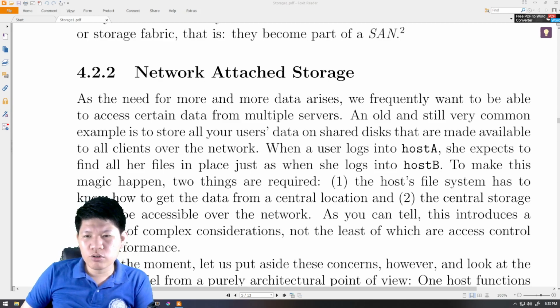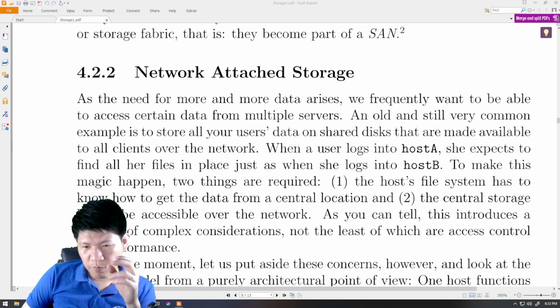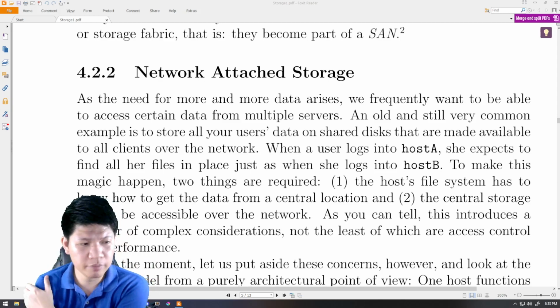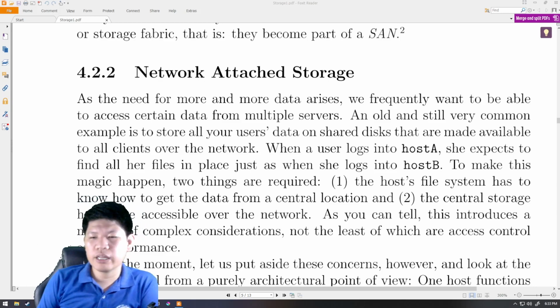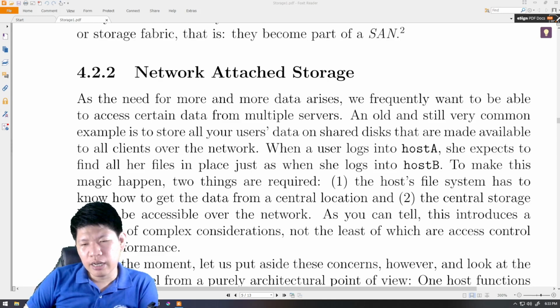The host file system has to know how to get the data from the central location, and the central storage has to be accessible over the network. It's like sharing the flash drive from your computer to another laptop. As you can tell, this introduces a number of complex considerations, not the least of which are access control and performance.